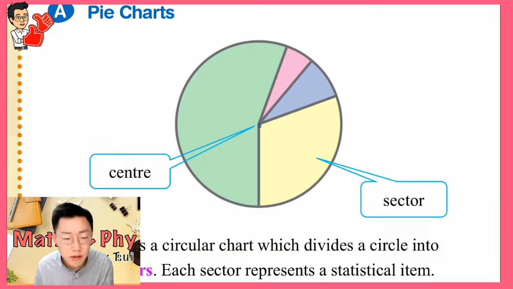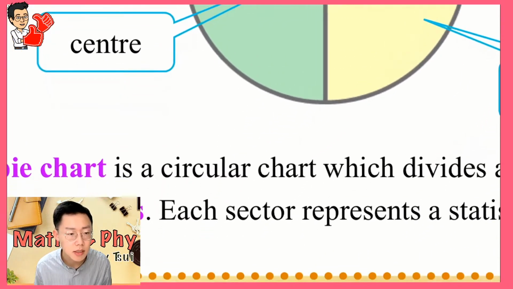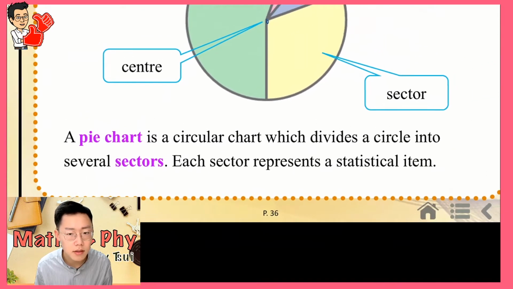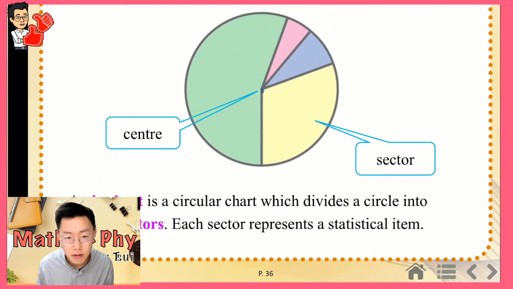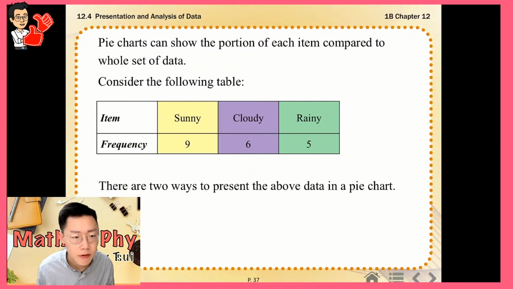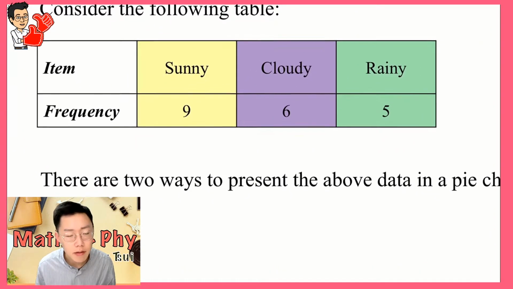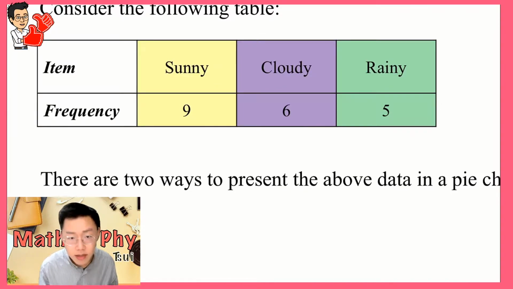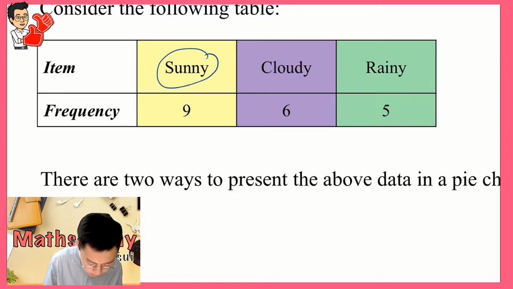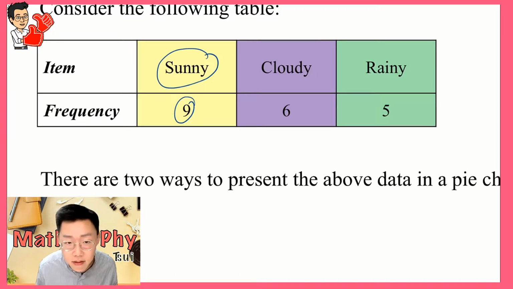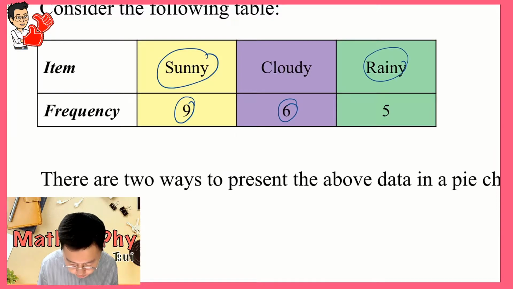We use different colors to represent the sectors, and the sectors represent different statistical items. For example, this one. Here you can see we are talking about the weather: how many sunny days, cloudy days, and rainy days over 20 days. Here you can see sunny is 9 days, cloudy 6, rainy is 5.